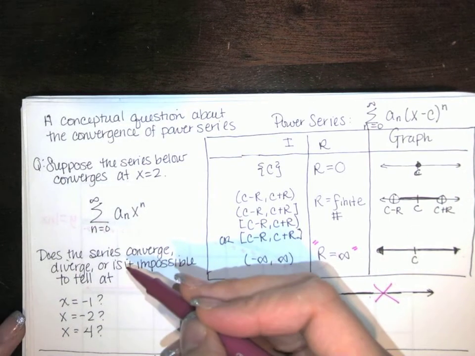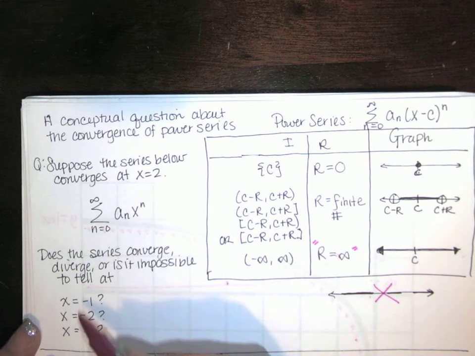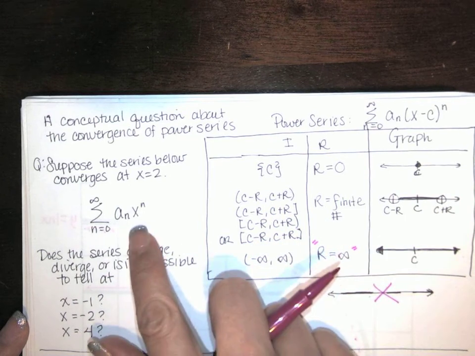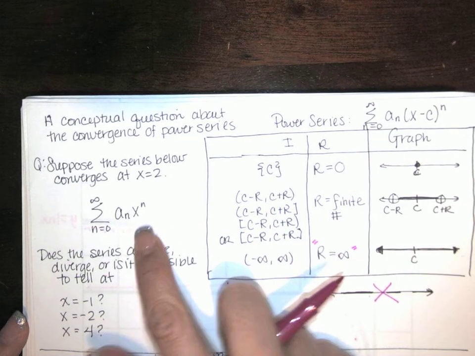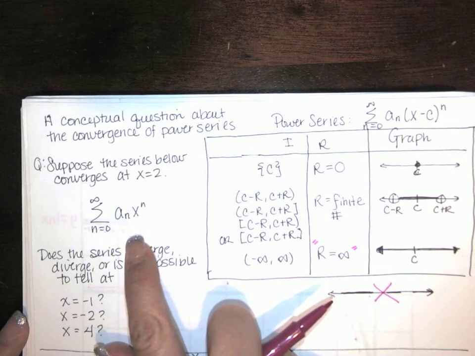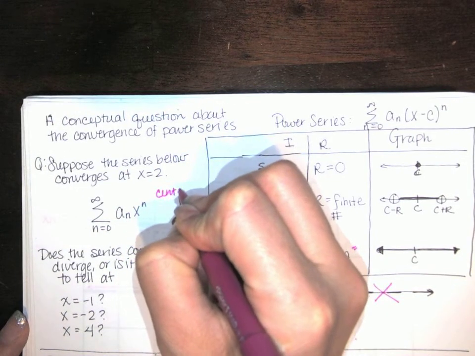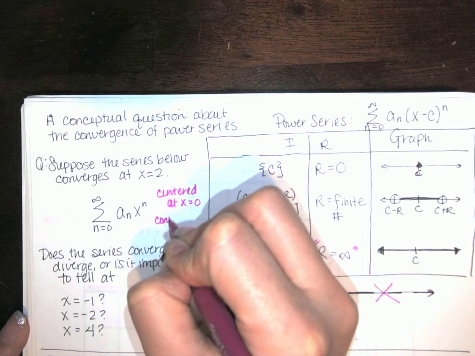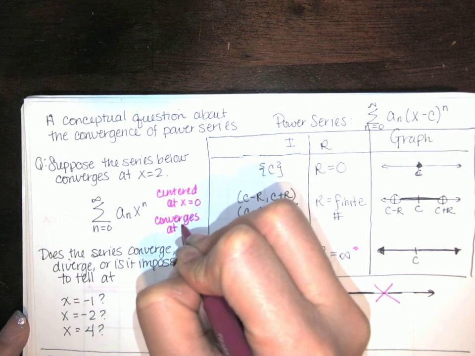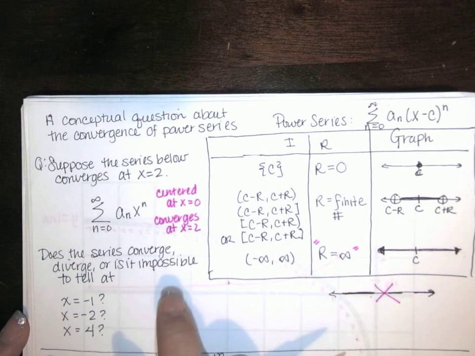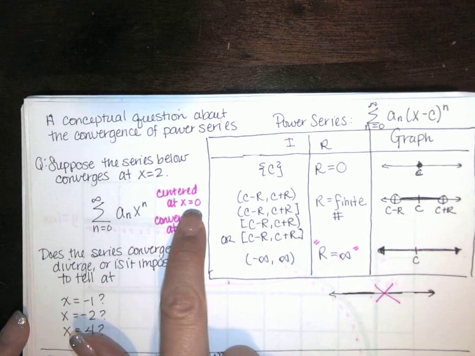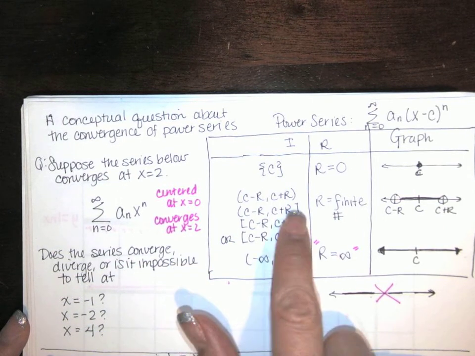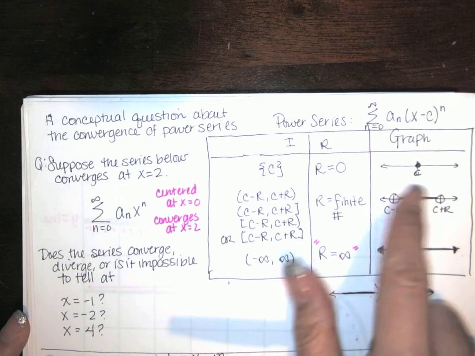And the question is, does that tell us anything about whether or not the series converges at these other values? Well, let's look at the form of the series. If I'm comparing this to this, notice I'm not subtracting anything from the x's. So c is 0. This is a power series centered at x equals 0. And we know it converges at 2. So it converges at 0, we're guaranteed that, because it has to converge at the center, and it also converges at 2. So we are, at a minimum, in this case right here.